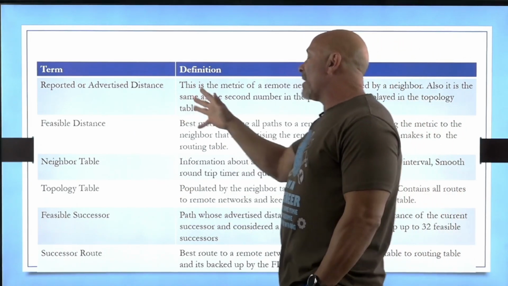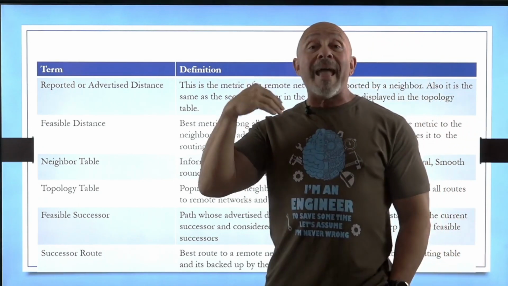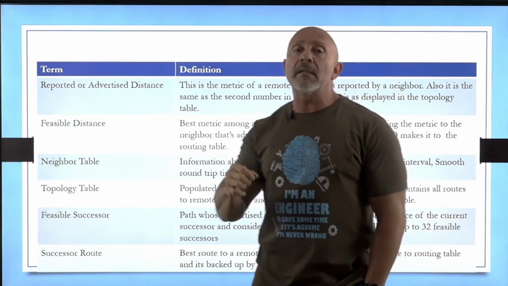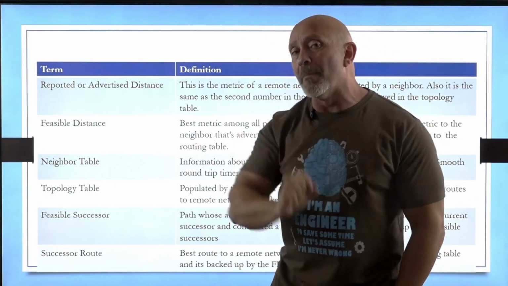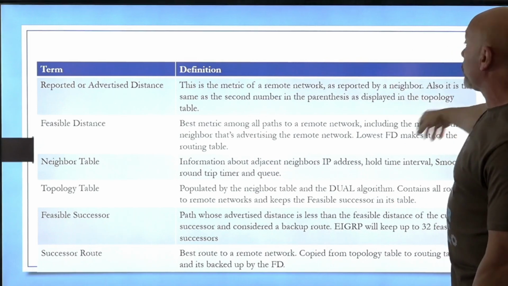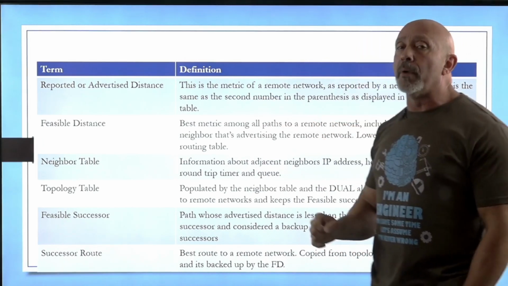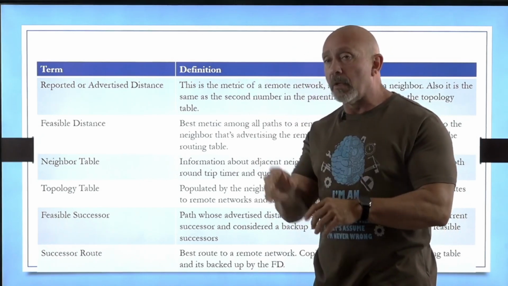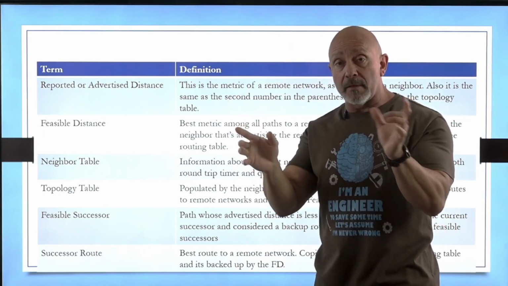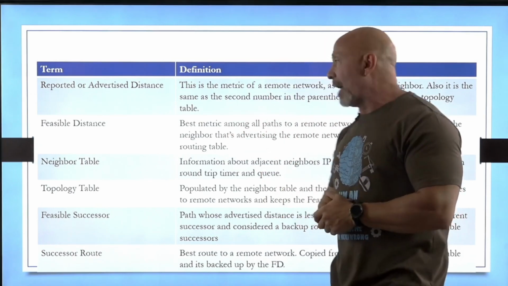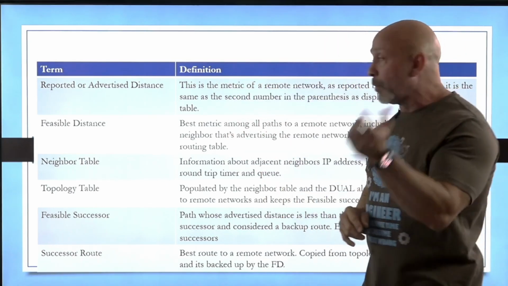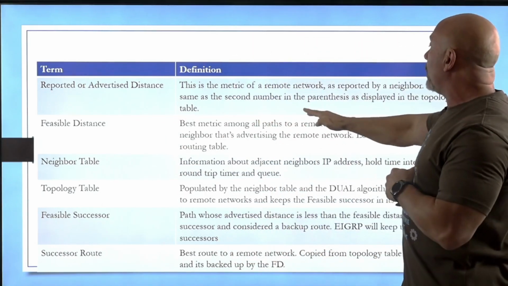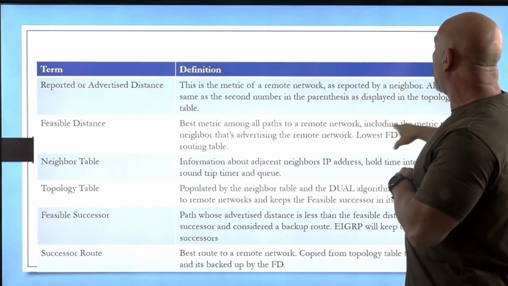But the reported or advertised distance. Now, this is the metric that's being advertised by your neighbor. So your neighbor is advertising to you, hey, to get to this network, this is how much it's going to cost you. That's the little metric right there. And it's also the second number in the topology table. All right, so in the topology table, you have your parentheses, and there's two numbers. The second number is that advertised distance from your neighbor. The feasible distance, this is important, is the best metric of all paths to a remote network.